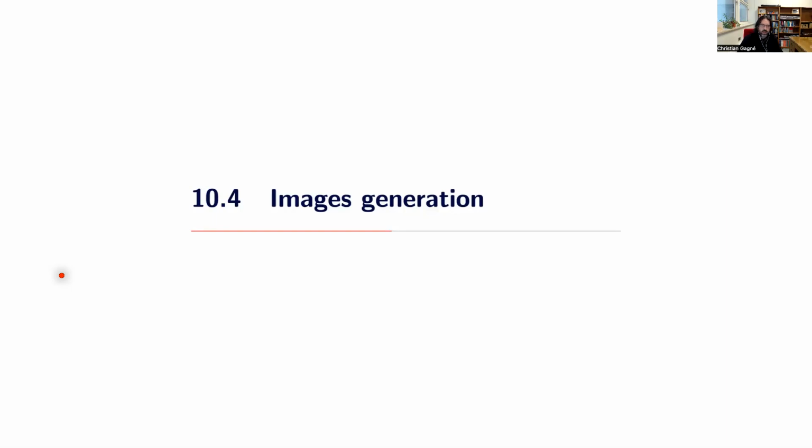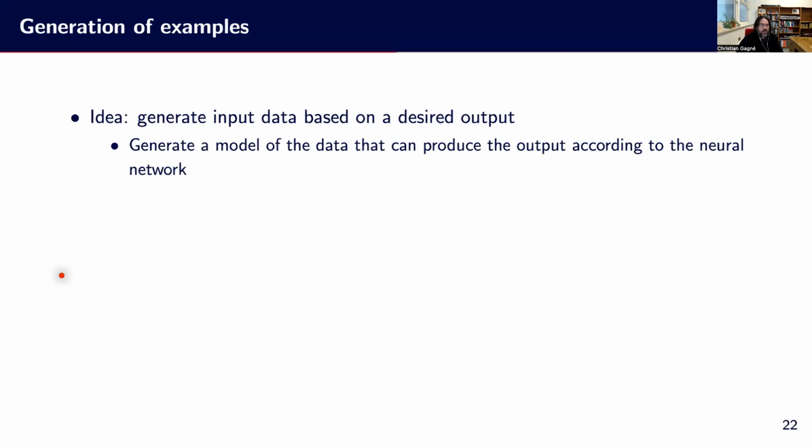So let's see some image generation approaches with deep neural networks. There's one idea, that we want to generate some kind of input data based on the desired output. That's kind of the opposite. Usually we have some input, we put it in the network, and we get some output. But now let's do it the other way around. Let's say that we want some desired output, and we will modify the input to achieve that output.